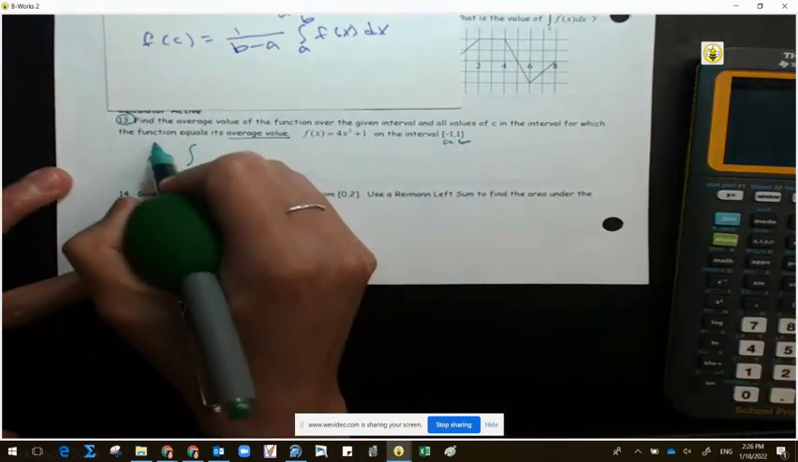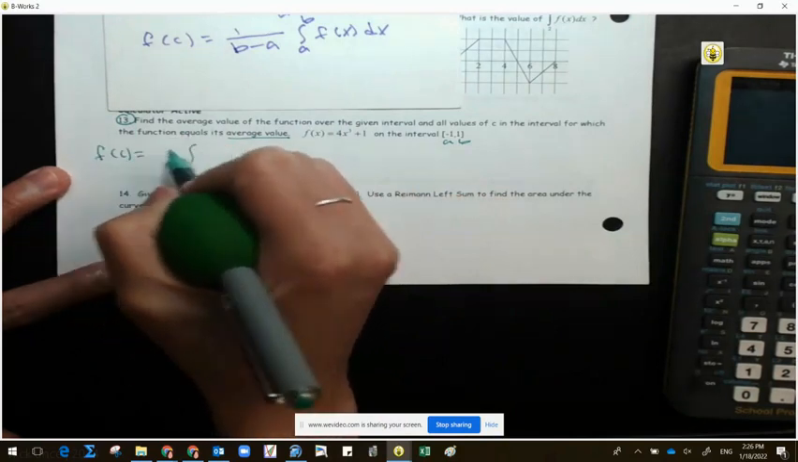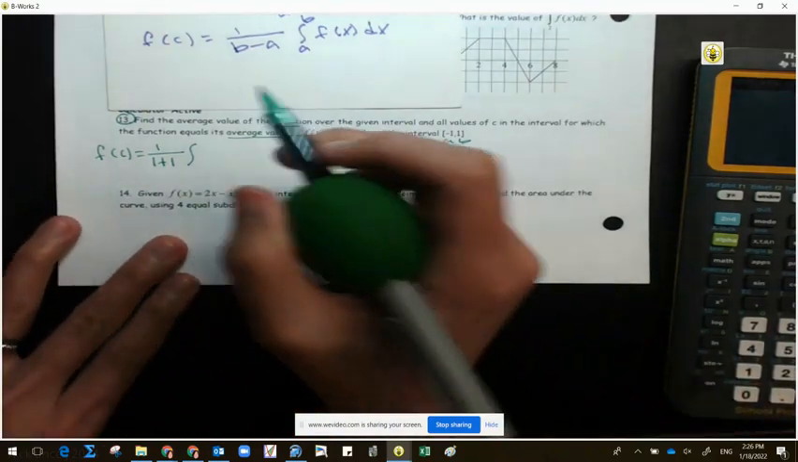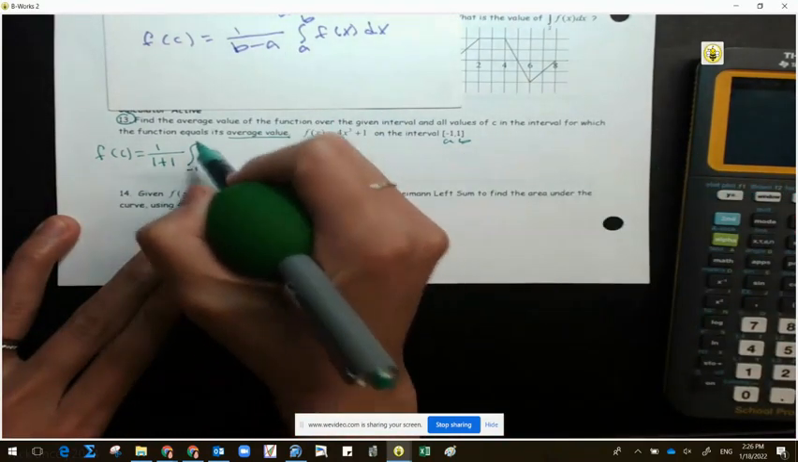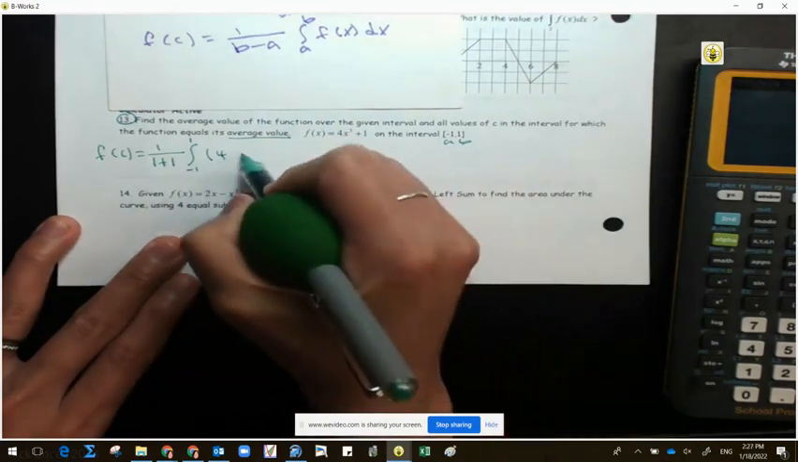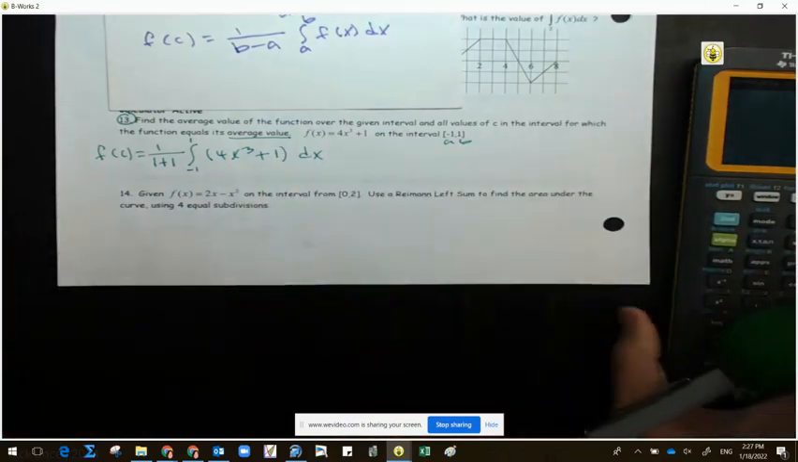And b minus a gives us, oh, I should write out f of c is equal to 1 over 1 minus a negative 1, if you want to. My lower bound is -1, upper is 1. The function given is 4x cubed plus 1 dx.